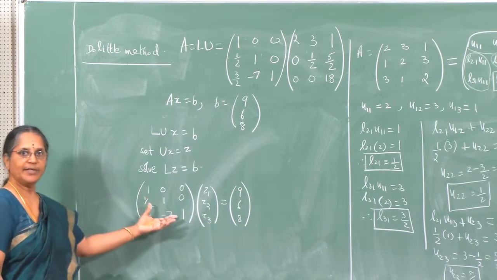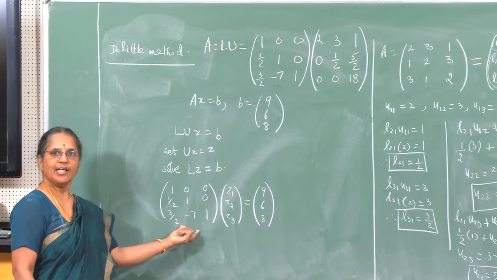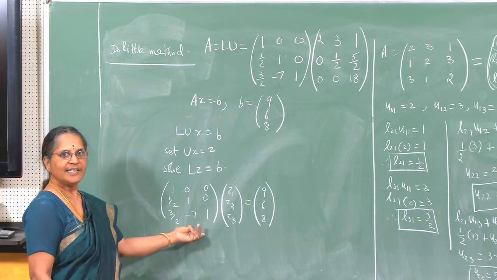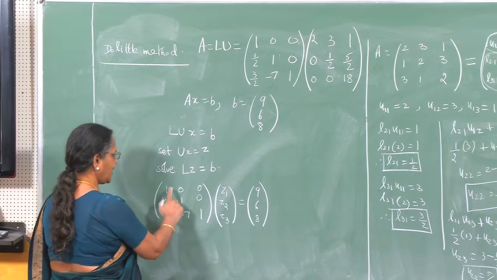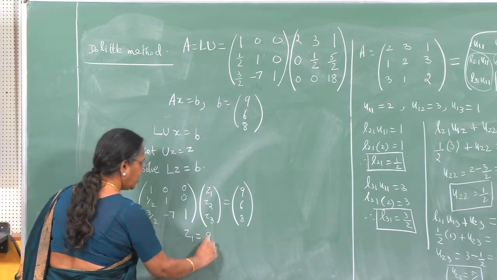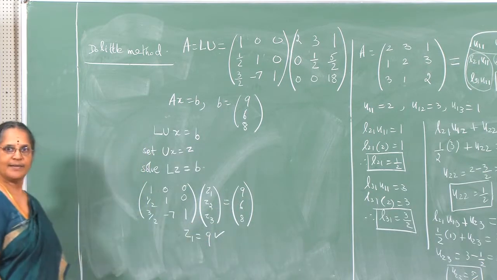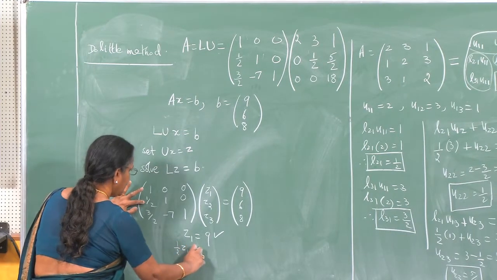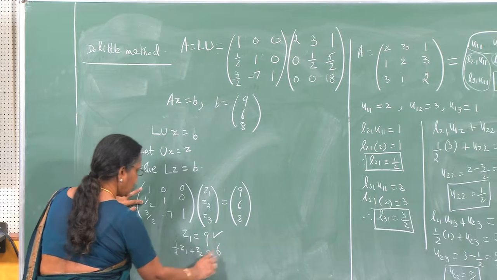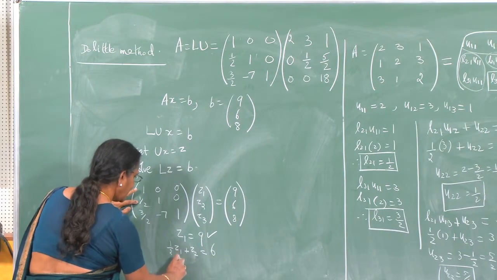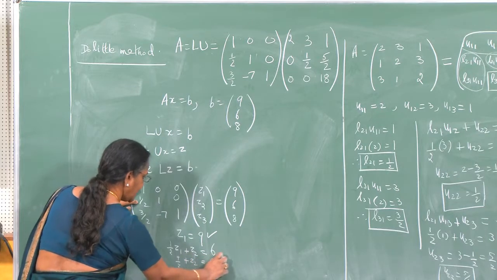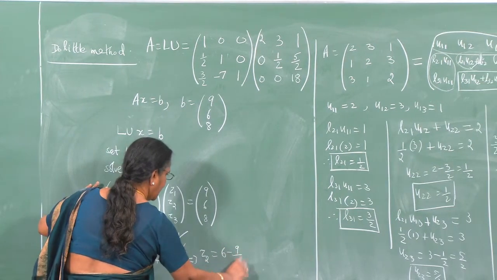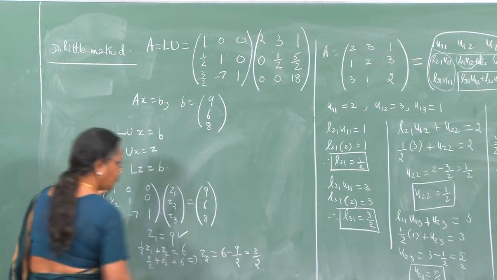So, we have a system in which the coefficient matrix is a lower triangular matrix. So, we can solve this system by forward substitution. What is my first equation? 1 into z1 equal to 9. So, immediately z1 is obtained. What does the second equation give you? 1/2 into z1 plus 1 into z2 is equal to 6. So, z1 is 9. So, 9/2 plus z2 is 6, and therefore, this gives you z2 as 6 minus 9/2. So, it is going to be 3/2.